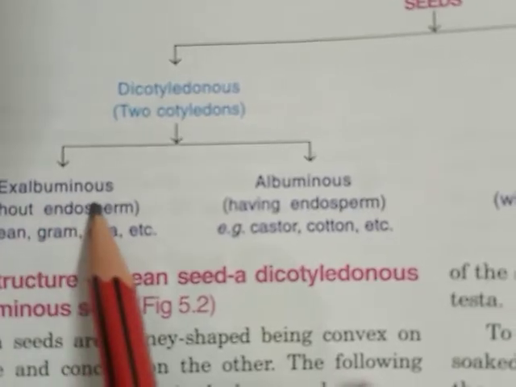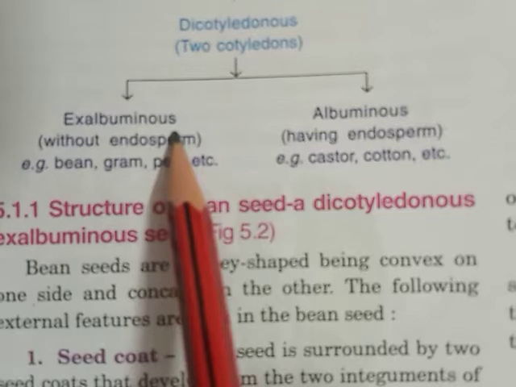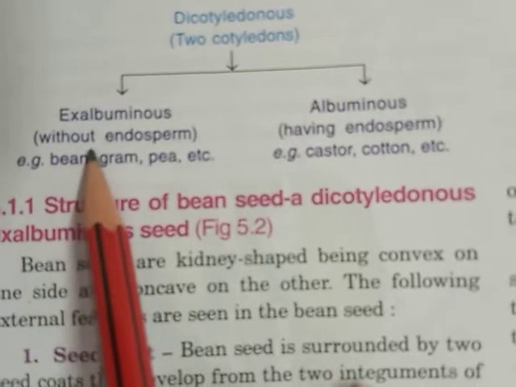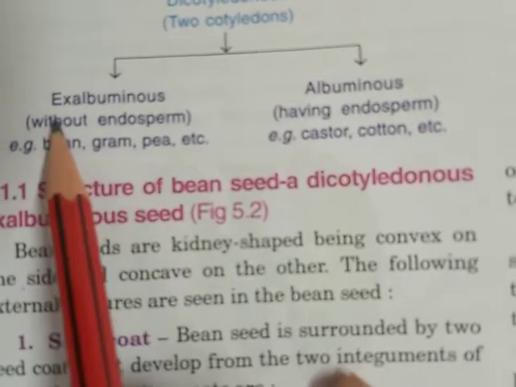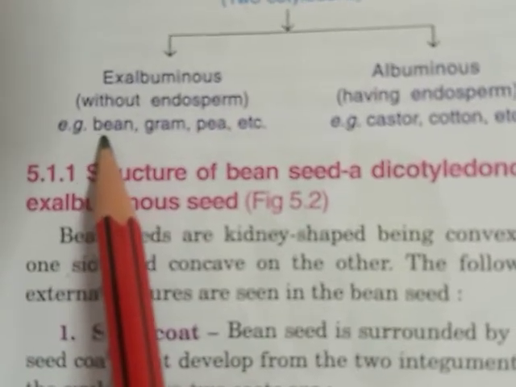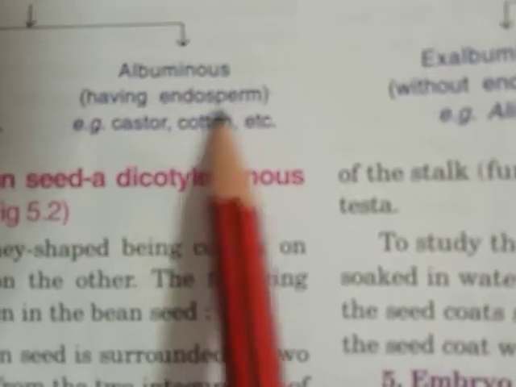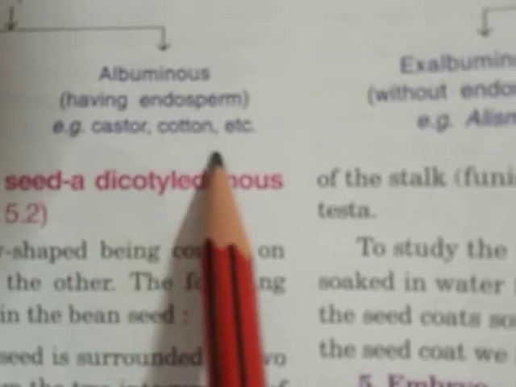Dicotyledonous seeds can be exalbuminous or albuminous. Exalbuminous means seeds without endosperm, and examples are bean, gram, pea. Albuminous means having endosperm, such as castor, cotton, etc.